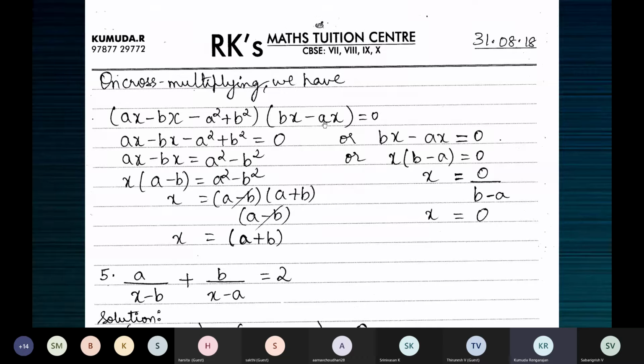And then on equating bx minus ax to 0, x is common, (b minus a) x is 0, x is equal to 0 divided by (b minus a), x is equal to 0.